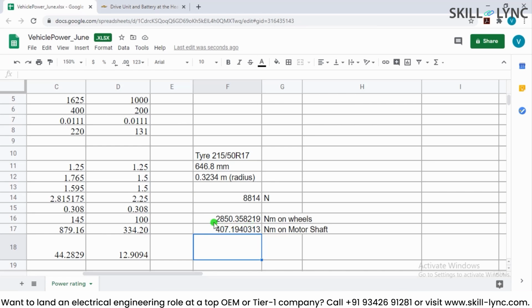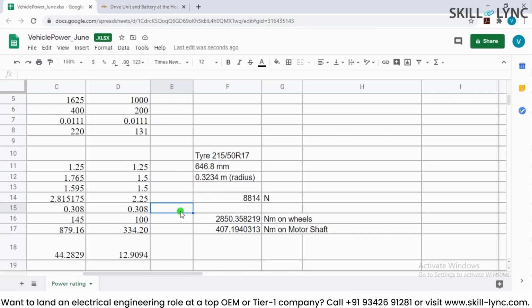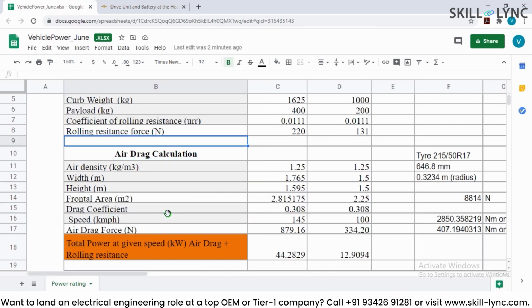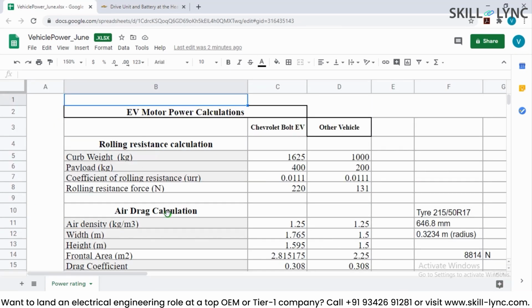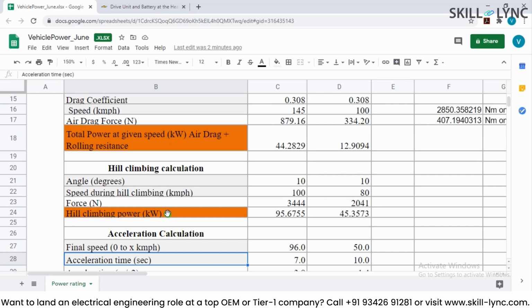If I do this, 2850 divided by 7, it comes out to be 407 Newton meter, which is approximately the torque developed by the motor, which is 360 Newton meter. So these are some of the basic calculations for a vehicle which has all these forces acting around. Now it's time to get back to the presentation and imagine how this much power can be put inside a motor, and that's where we start with the motor design.